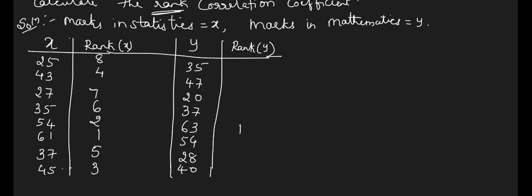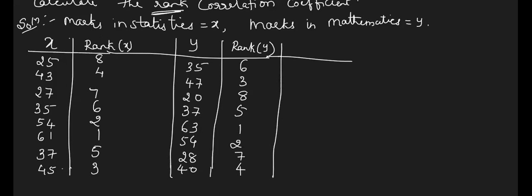Next, which is 54? 54, second rank. Next, 47. 47, third rank. Next, 40, fourth. Next, 37, fifth rank. Next is 35. Next, 28 and 20. Again, in this case, you can see no one has got similar marks, so not to worry. This is how you have to assign rank X and rank Y. Very good concept, right?